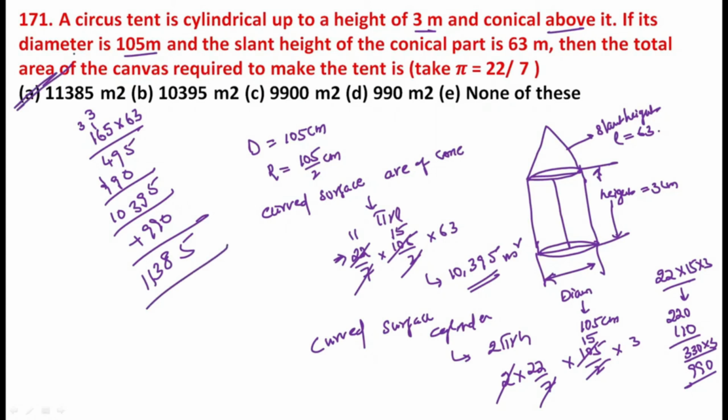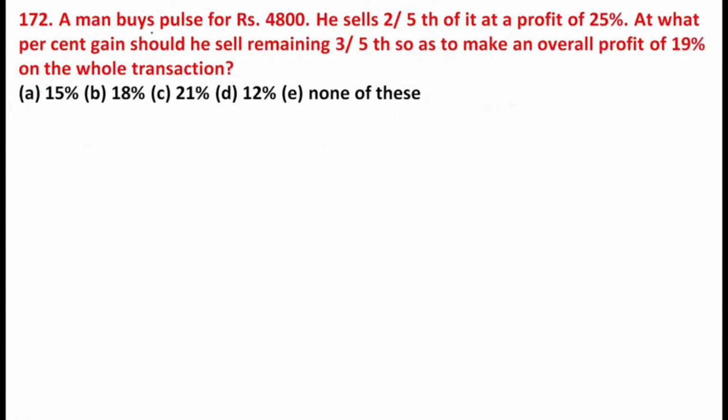Completely based on the calculation, guys. A man buys pulses for 4,800 rupees. He sells 2/5th of it at a profit of 25%. At what percentage gain should he sell the remaining 3/5th so that the overall profit is equal to 19%?